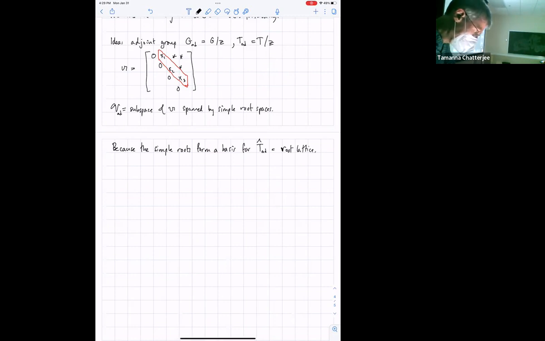What this means is that the natural action, back up, we have an embedding T add into V add, and basically T in this case is just going to go to T acting on the subspace.